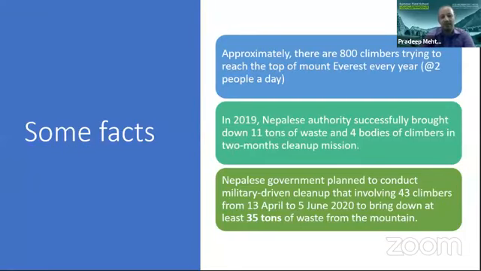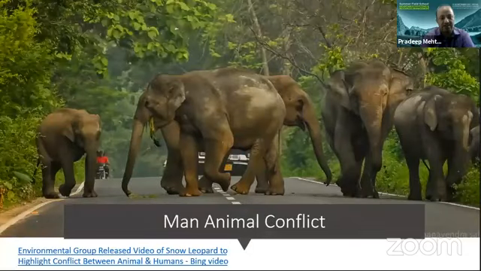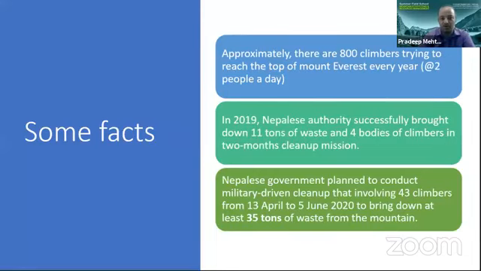And waste is another problem. Sorry, I missed the photograph of the waste. But waste is another important environmental issue in the mountains. Just taking the example of Mount Everest, more than 800 climbers climb Mount Everest every year. It is almost 2 per day. And you can see the amount of garbage that is generated in these kinds of mountains.